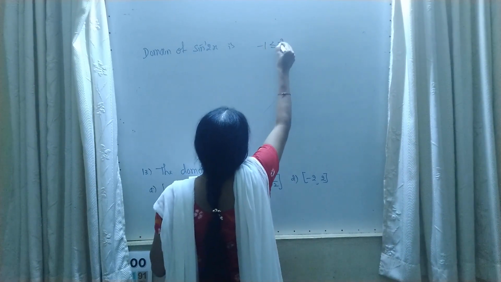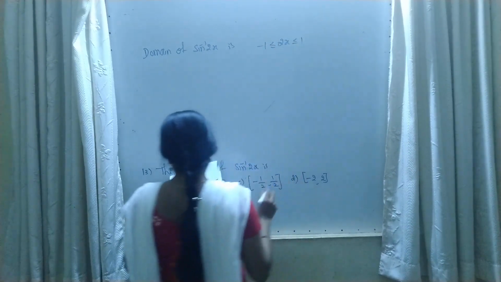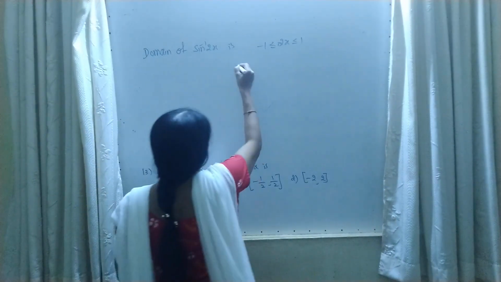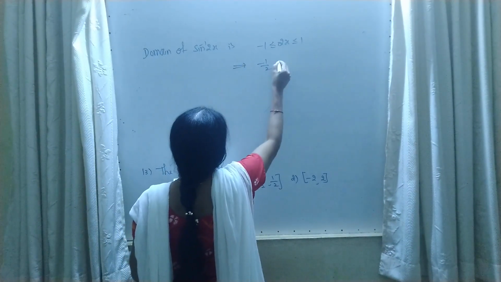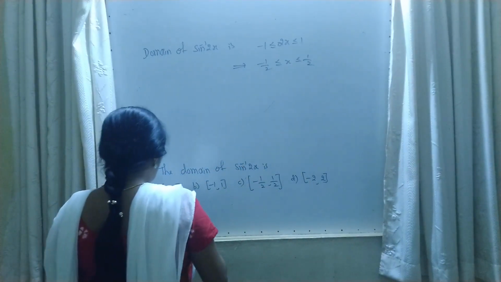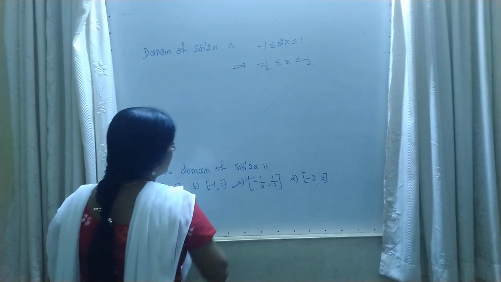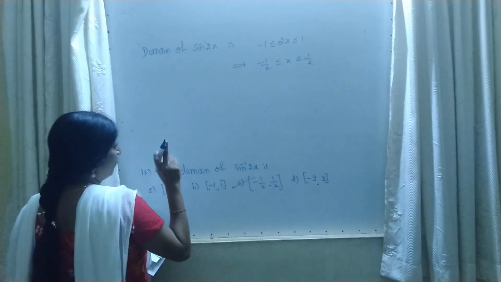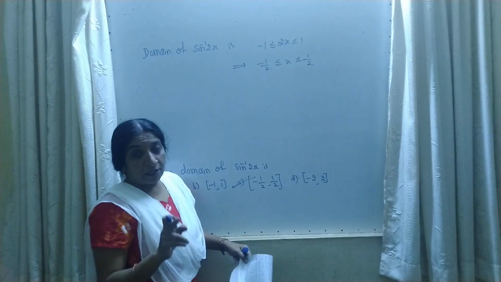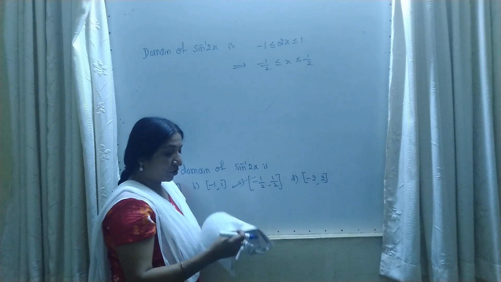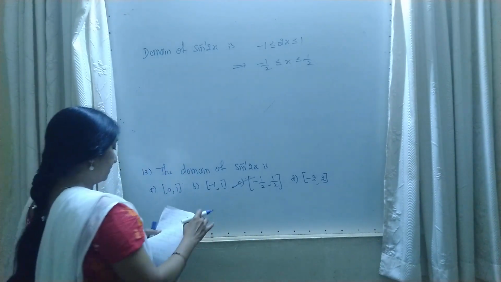It is 2x, and we are familiar with inequalities. So when you solve these inequalities, your answer will be like this. So what is the answer then? It is C. It is lying between minus 1 by 2 to plus 1 by 2. We are familiar: the domain of sin inverse x is minus 1 to plus 1. With the help of that concept, we are solving this question. Moving to the next one.